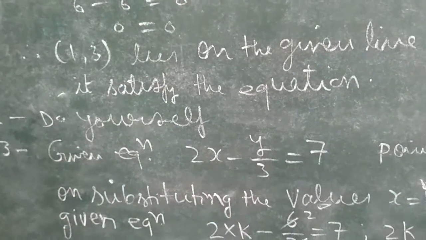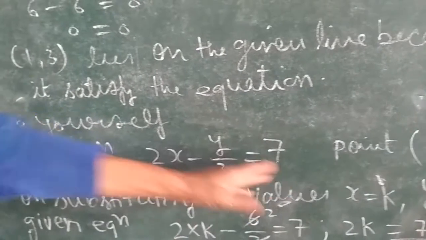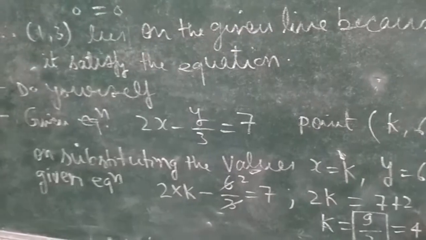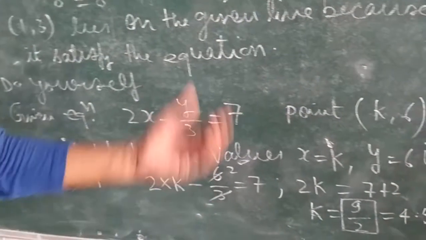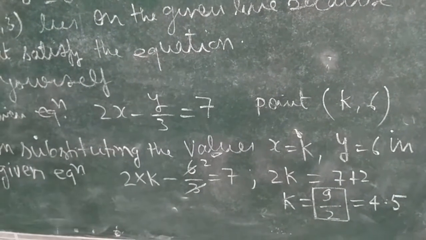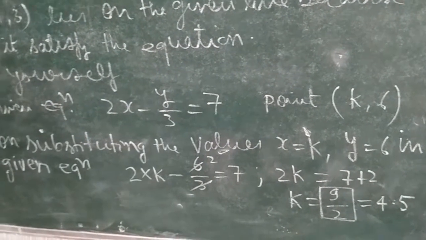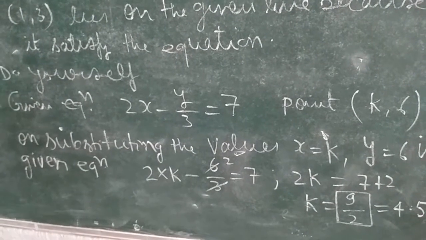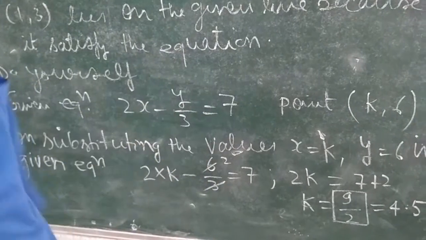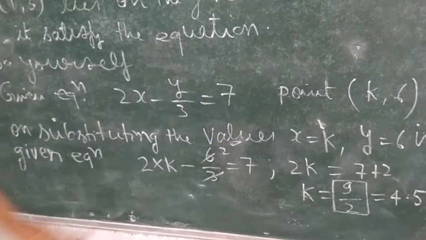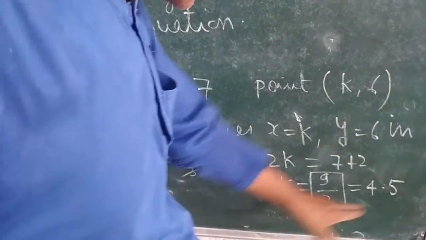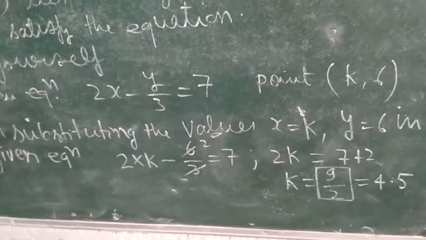Question number 3, the given equation is 2x minus y upon 3 equal to 7. The point given is (k, 6). We have to find the value of k, because it is mentioned in the question that this point satisfies the given equation. So we will put the value of x as k and the value of y as 6. On putting these values, we get 2 into k minus 6 upon 3 equal to 7, 2k equal to 7 plus 2, that is 9, so k equals 9 upon 2, equal to 4.5.